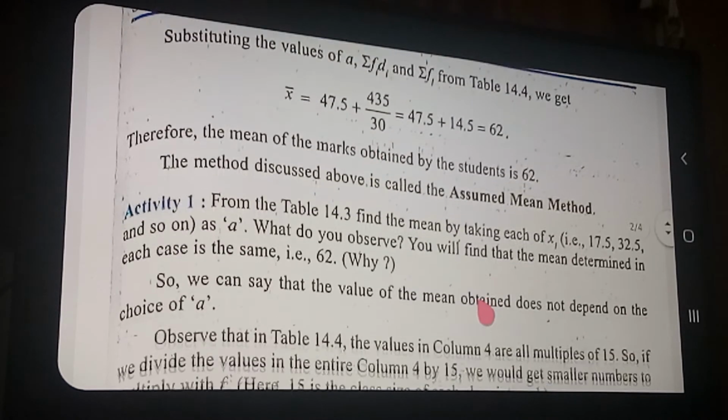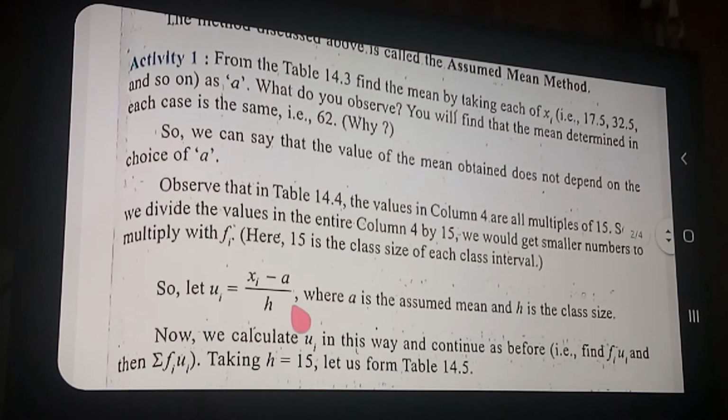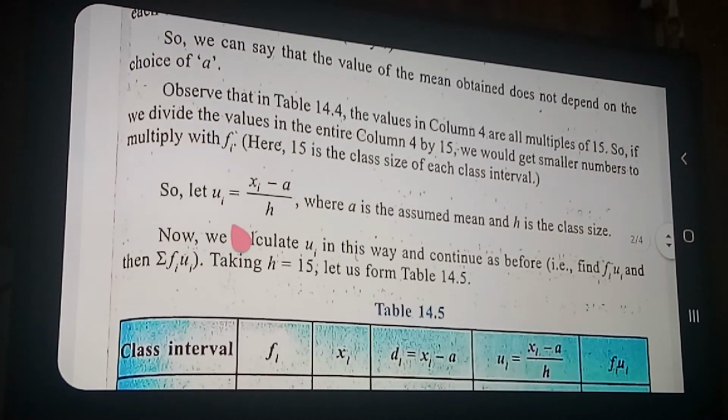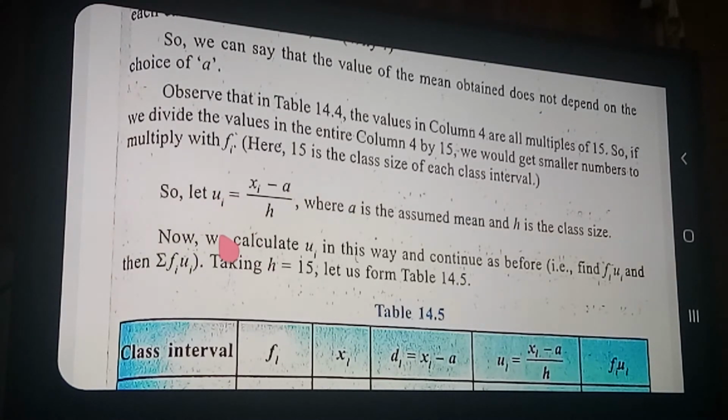What is the next method? The step deviation method. From here onwards, one point is there. What's the difference between the step deviation method and the assumed mean method? In the assumed mean method we use di, taking xi minus a only. Here ui is equal to xi minus a by h, that means d by h. But in the assumed mean method it is not compulsory that the class width is the same.